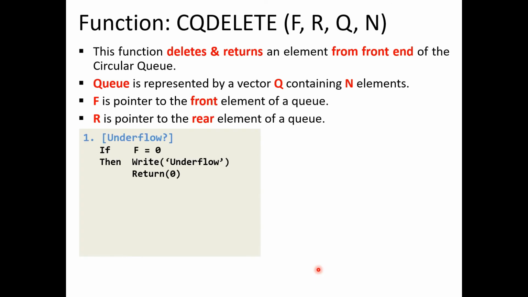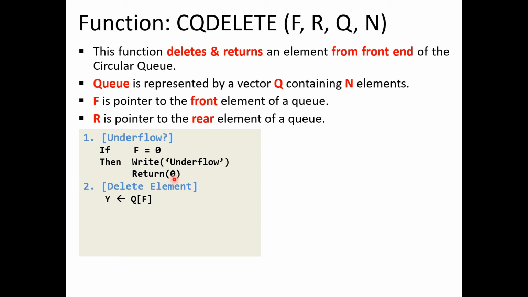Now the first step is underflow. If F is equal to 0, then write underflow and return 0, because we know that when F is equal to 0, at that time there is no element in the queue, so we have to write underflow and return 0. Here 0 denotes that there is no element in the queue and our queue is empty.